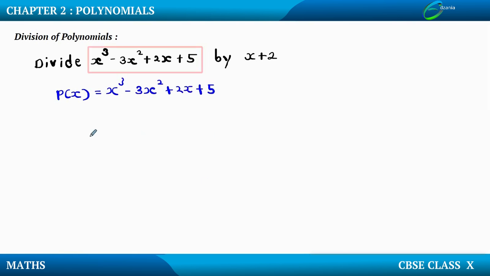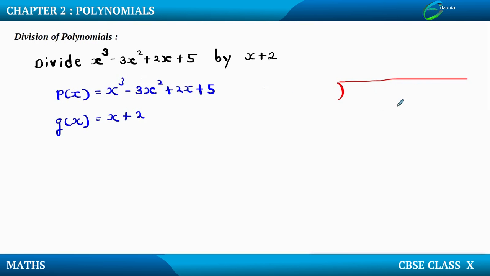Now this is my p of x, and this p of x is going to be divided by g of x. So my g of x will be x plus 2. Now let us start with the division. Inside this part I am going to write down my p of x, that is x cube minus 3x square plus 2x plus 5, and divide this by x plus 2, that is our g of x.